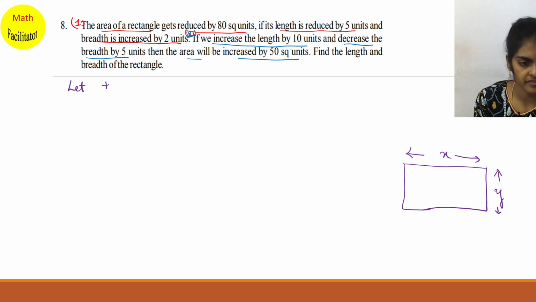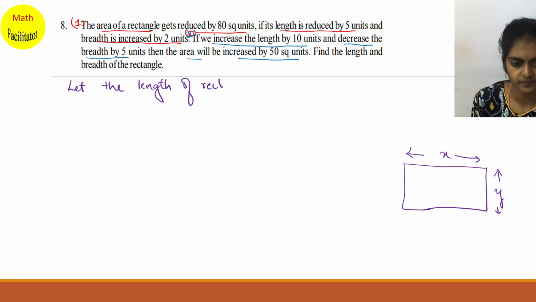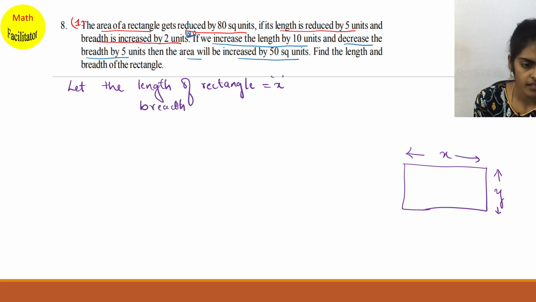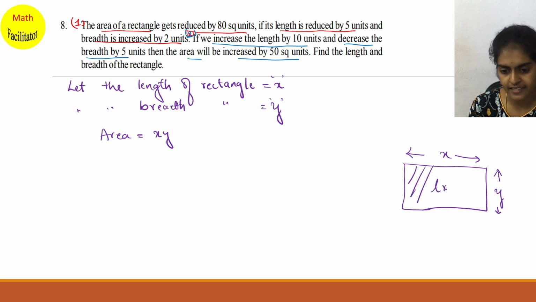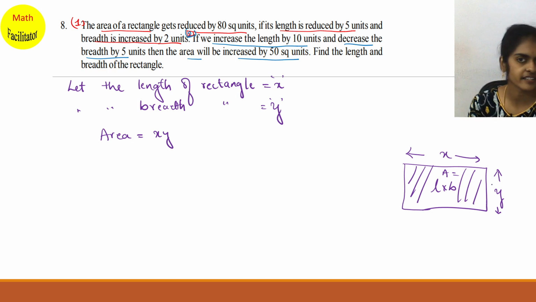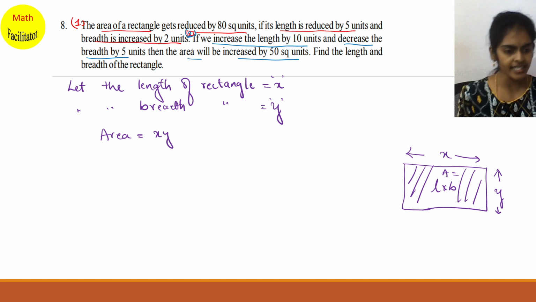Let the length of the rectangle be x units, and the breadth of the rectangle be y units. What about the area then? Area of the rectangle will be x into y, which is nothing but length into breadth. You all know area is length into breadth. So length is x, breadth is y, so your area will be x into y. Clear till here?